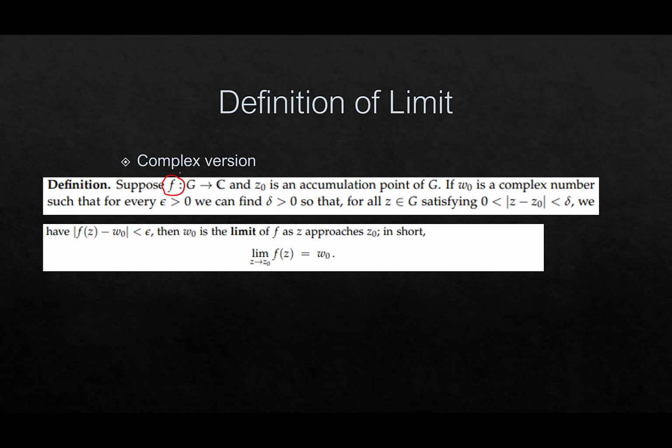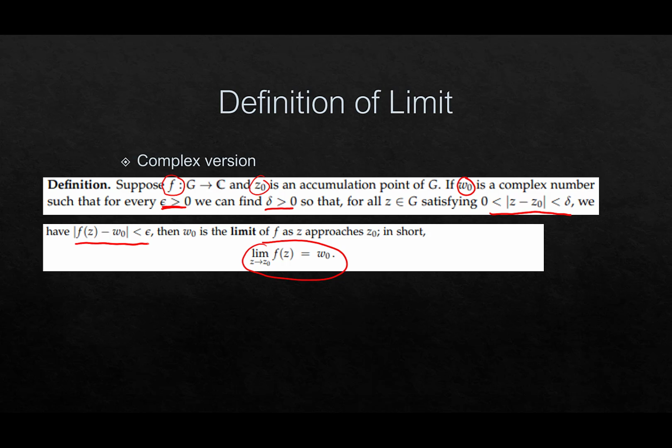Suppose f is a function and z naught is an accumulation point of f. Remember, an accumulation point allows us to get as close to z naught as we want. And suppose that w naught is another complex number. So we say that the limit as z approaches z naught of f of z is equal to w naught if and only if, for every epsilon greater than 0, there exists a delta so that if the distance between z and z naught is less than delta, then the distance between the function and w naught is less than epsilon.